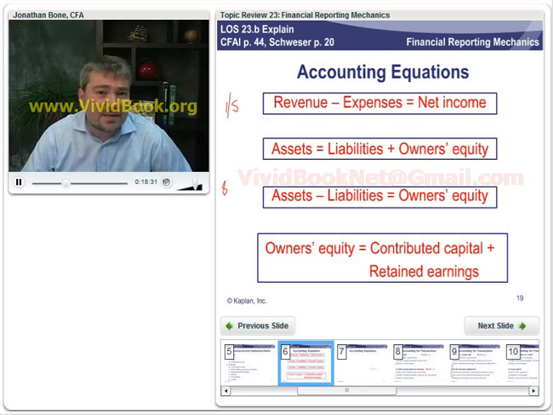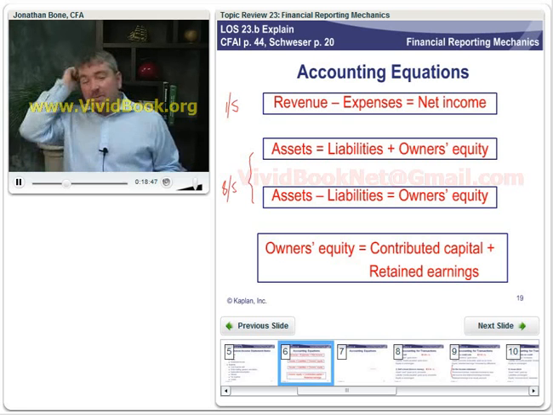Now, because of double entry bookkeeping, assets equals liabilities plus owner's equity. So if assets increase, either liabilities or stockholders' equity would have to increase. Okay? And that's as a result of double entry bookkeeping.